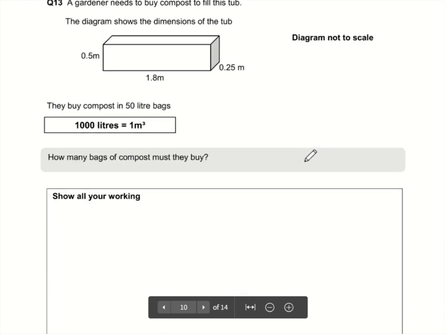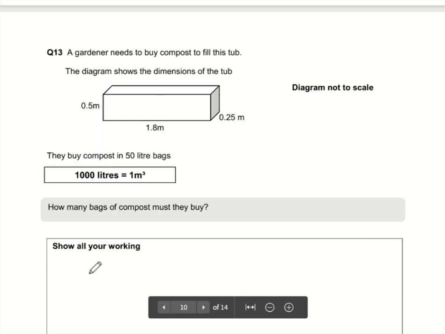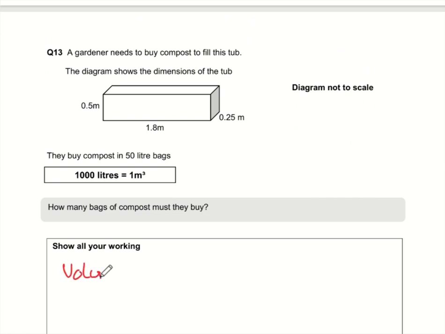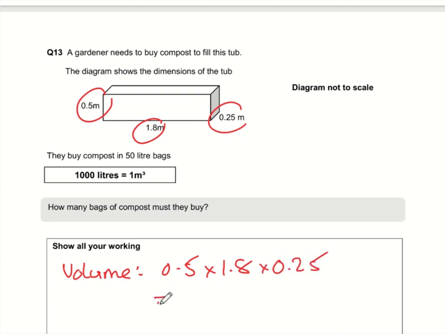Okay, so for question number 13, first of all I'm going to work out the volume of this tub, and the volume is the 3 dimensions multiplied together. So it's 0.5 multiplied by 1.8 multiplied by 0.25. So therefore the volume is 0.225 cubic meters.